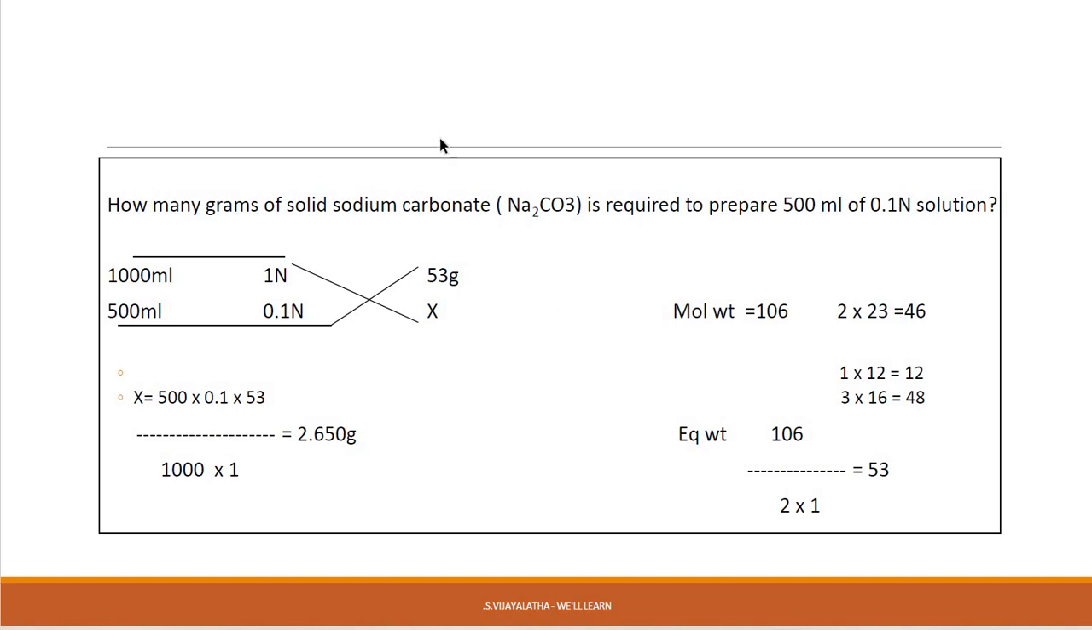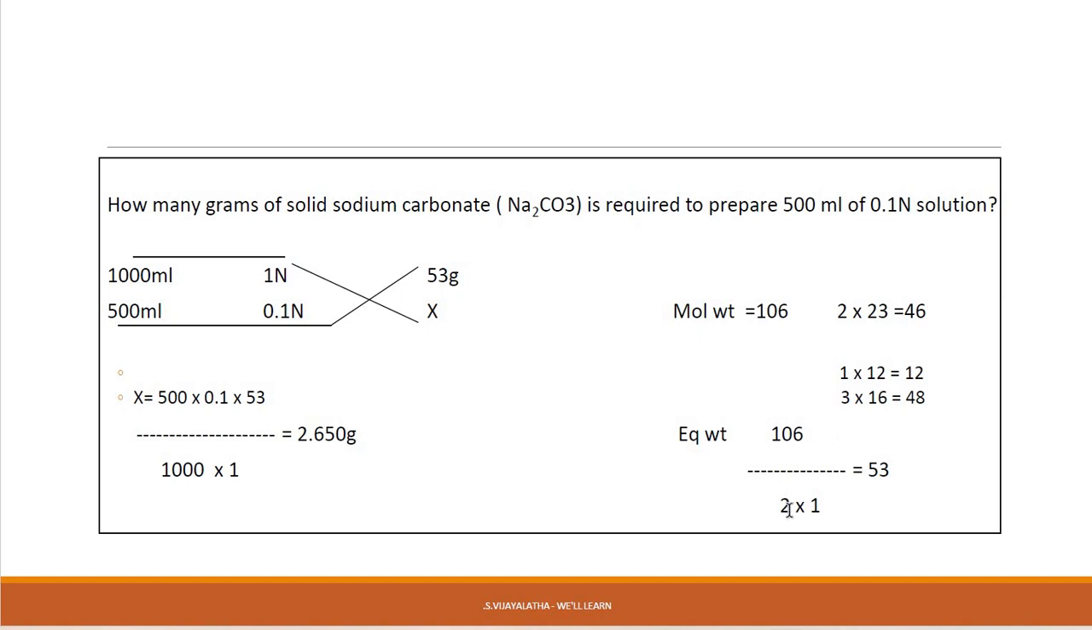Next problem. How many grams of solid sodium carbonate is required to prepare 500 ml of a 0.1 N solution? Now we have to see what the equivalent weight is. The molecular weight of sodium carbonate is 106, because 2 into 23 sodium is 46, 1 carbon into 12 is 12, and 3 oxygen, 16 into 3, is 48. If you total, it is 106.